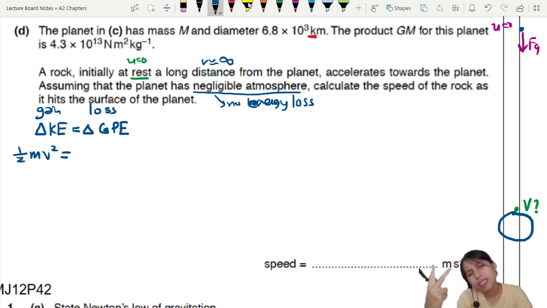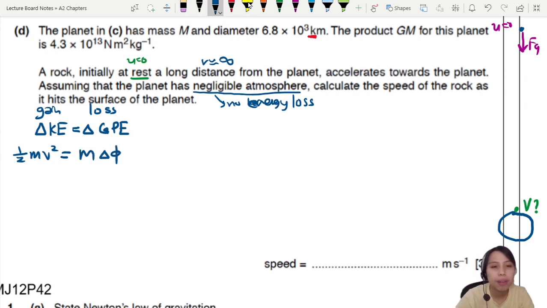There are two methods, because there are two equations, but I would really prefer if you knew how to do this: m times delta phi. Can you do m times delta phi? Please say you can, because it's the easier method. The nice thing is m and m cancel out, so all you have is half v squared times a change in potential.